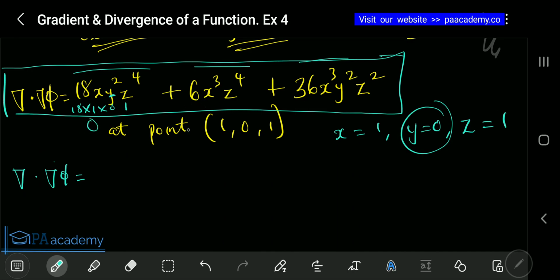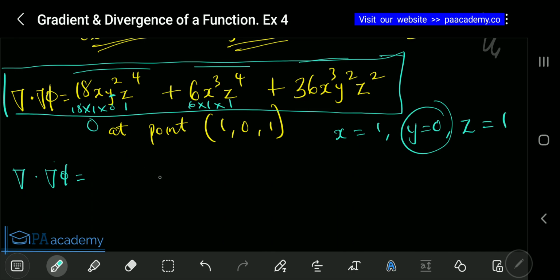So for this now, this is 6. There's no y here, so we're going to be having a real number. So we are going to be having 6 times, now x cubed, x is 1. So 1 raised to the power 3 is still 1, not 3. So this is going to be 1 times z is 1. So 1 raised to the power 4 is still 1.